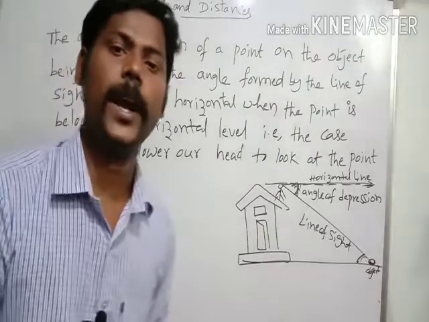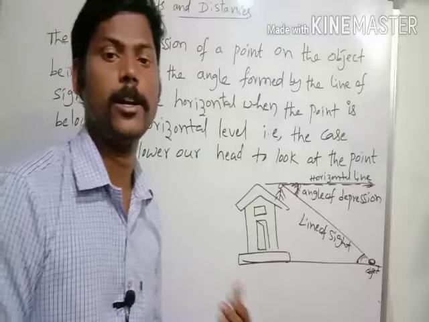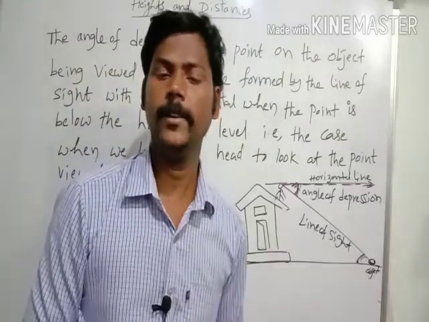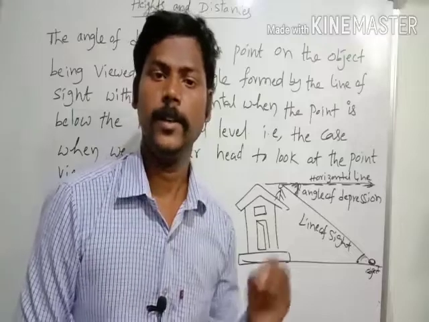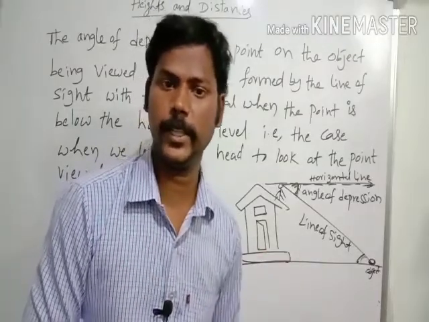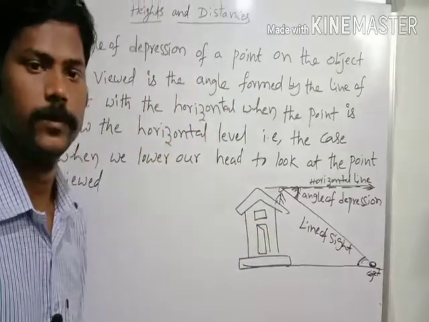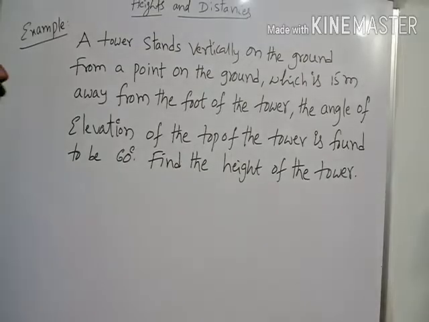So how to find heights and distances? By using angle of elevation and angle of depression, I will explain with an example. So all of you observe the board. You can pause the video, zoom in and observe. Okay, children? So next we will see one example here, children.